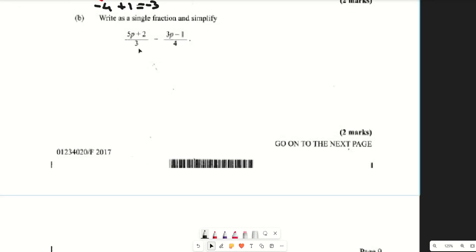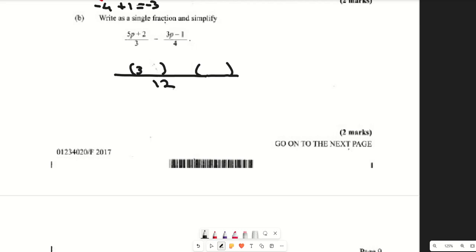Factorize completely. All right, write as a single fraction and simplify. When you see things like this, immediately you think you have to find the LCM of 4 and 3. The LCM of 4 and 3 is 12. What I like to do is put my algebraic terms in.